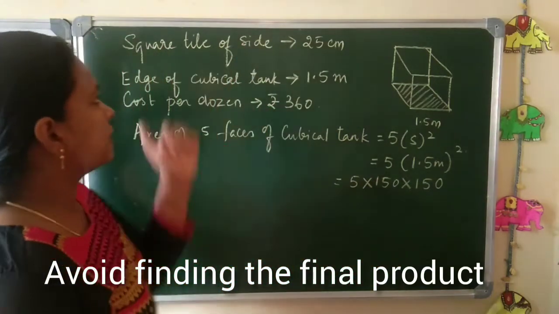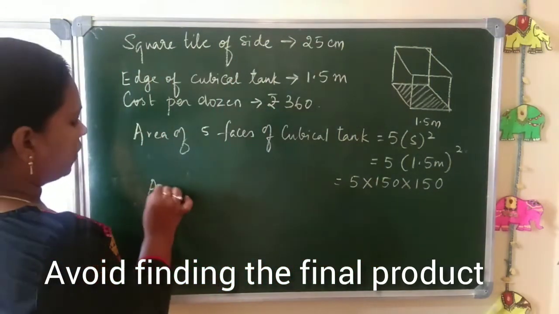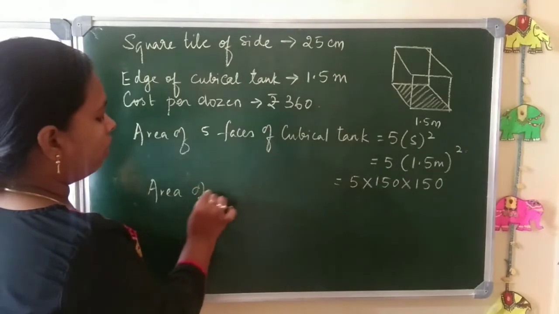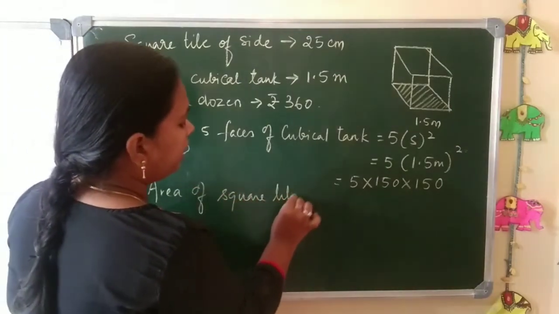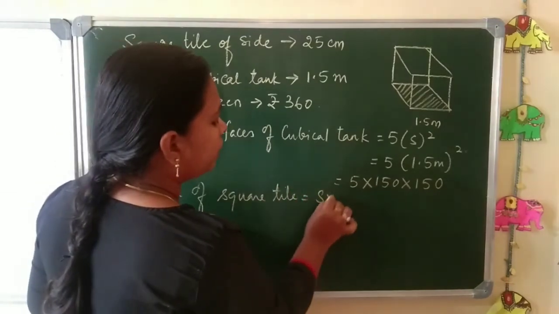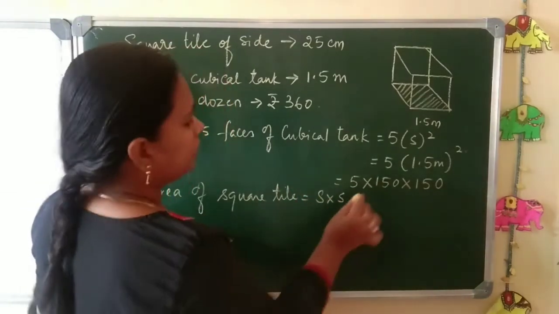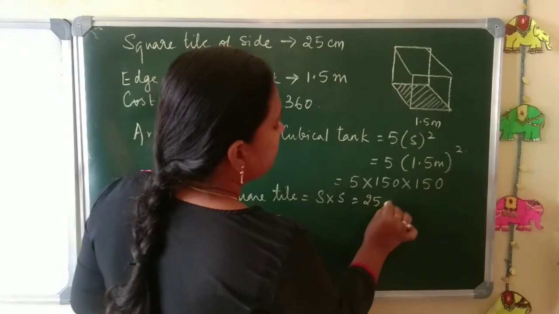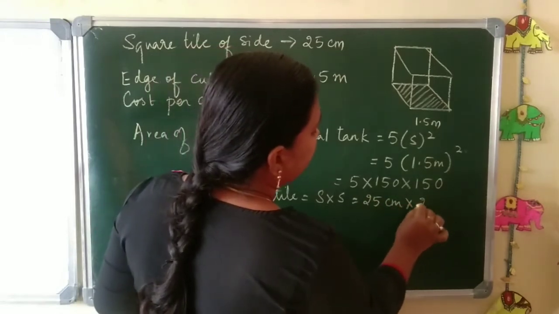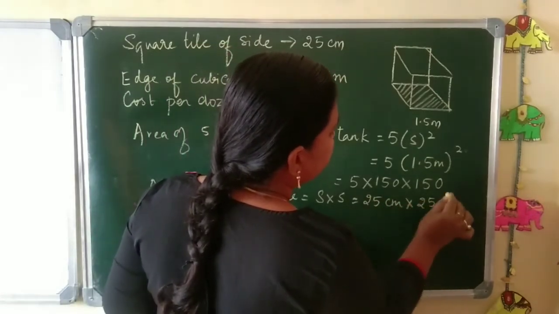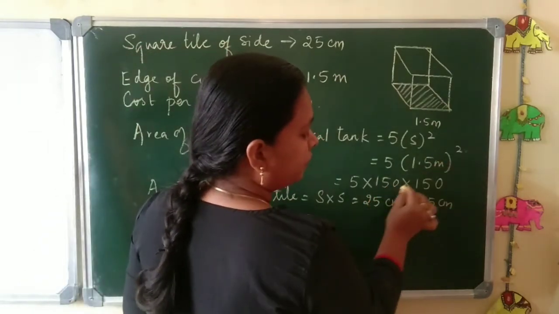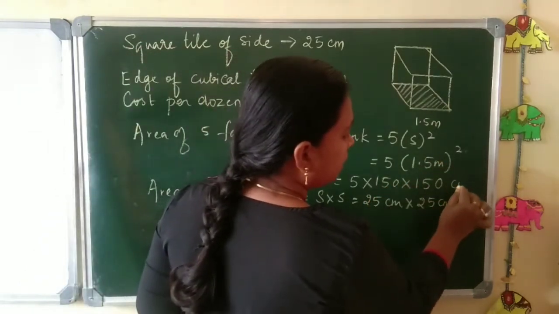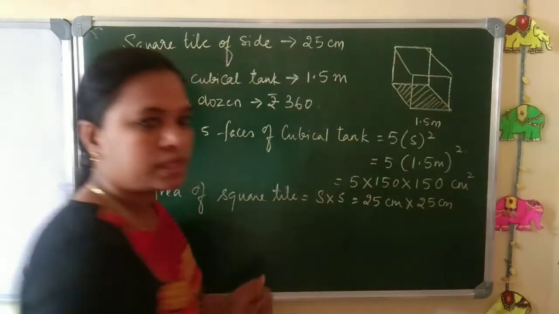Then next we will see the area of the square tile. The area of the square tile will be equal to side into side, that is 25 centimeter into 25 centimeter. Here also the meter was converted into centimeter, so I will write it as centimeter square.